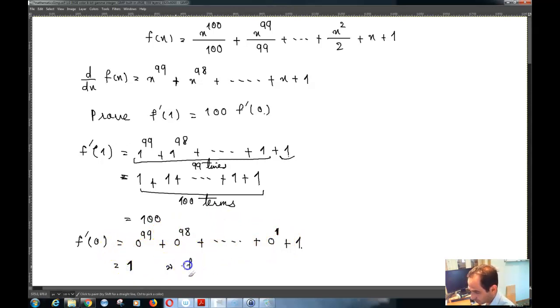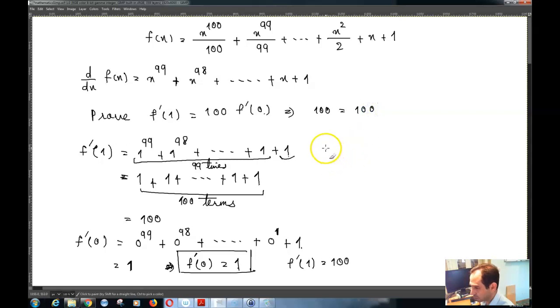That means that f prime of 0 is equal to 1, and f prime of 1 is equal to 100. So if I write it, based on this, f prime of 1 is equal to 100, and that is equal to 100 times f prime of 0, which is equal to 1, and 100 is equal to 100, which is true. That means that your RHS is equal to your LHS, and that's the end of the story.